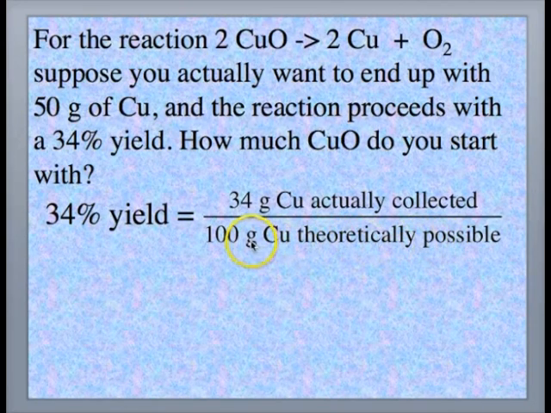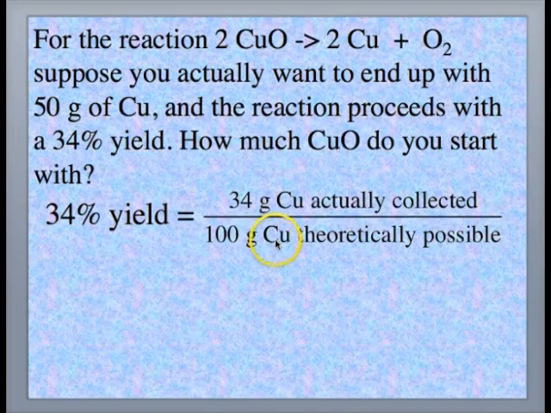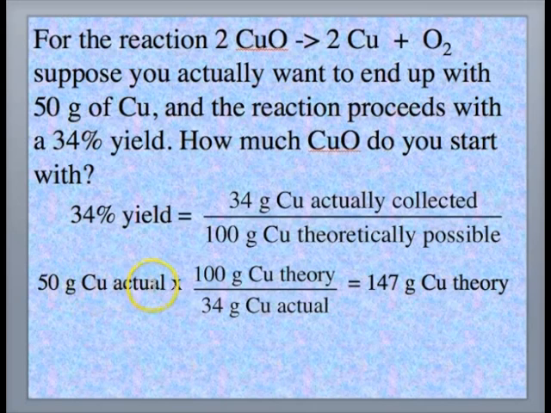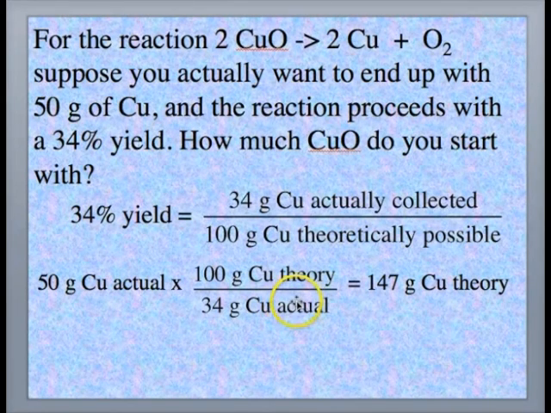And you see, we're going to try and calculate this theoretically possible amount of copper to use in our stoichiometric calculation. So we take our 50 grams of actual copper that we want, and we multiply that by the ratio inverted, so actual copper is in the denominator. And once again, here's the example of using full-fledged descriptive units and not taking shortcuts with your units.